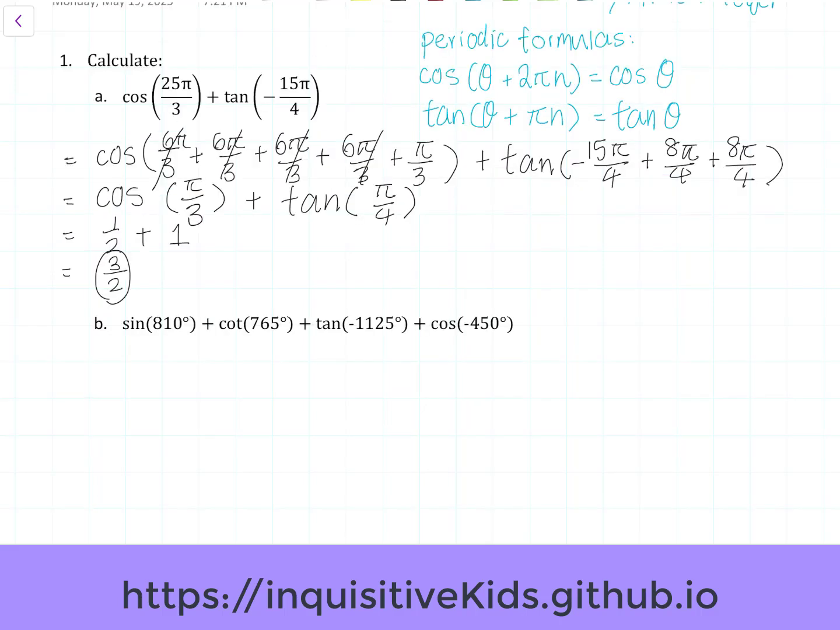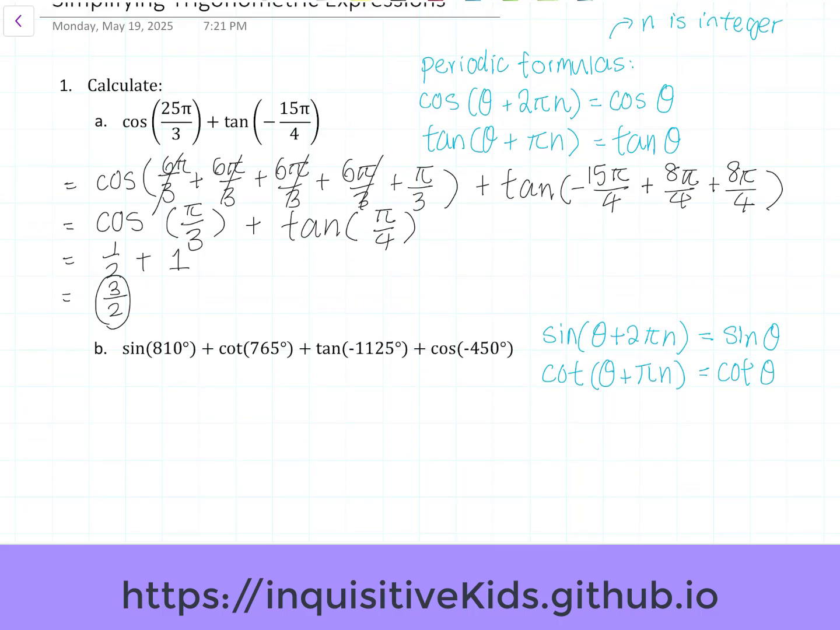Now let's take a look at B. In addition to the cosine and tangent periodic formulas, we're going to be looking at sine of theta plus 2 pi n, where n is an integer, is equal to sine of theta, and cotangent of theta plus pi n is equal to cotangent of theta. Again, n is an integer.